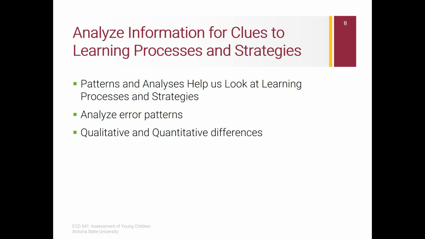Analyze error patterns. A systematic error is consistent and typically tells you that the child misapplies what they know. Random errors have no consistency and can be evidence of guessing or lack of information. Skip errors also have no pattern, but may reflect inattention, impulsivity, or a lack of interest. And finally, look for qualitative and quantitative differences. Qualitative differences include the complexity of performance and how accurately the task is performed. Quantitative differences include the number of correct performances or responses.